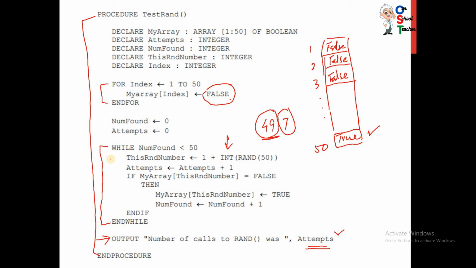Then after this, num found, because one of the values has been found, then num found will be added. Now it is ending here and it is checking num found. If it has become 50, means all 50 values have been found, then the loop is to be terminated. If it has not, then again a random number will be generated.